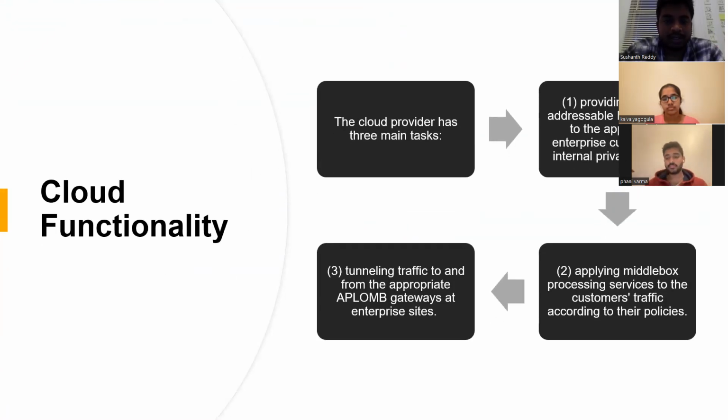The cloud provider has three main tasks: providing public and private IP addresses to the enterprise customer, applying middlebox processing services to the customer's traffic according to their policies, and tunneling traffic to and from the appropriate Aplomb gateways at enterprise sites.